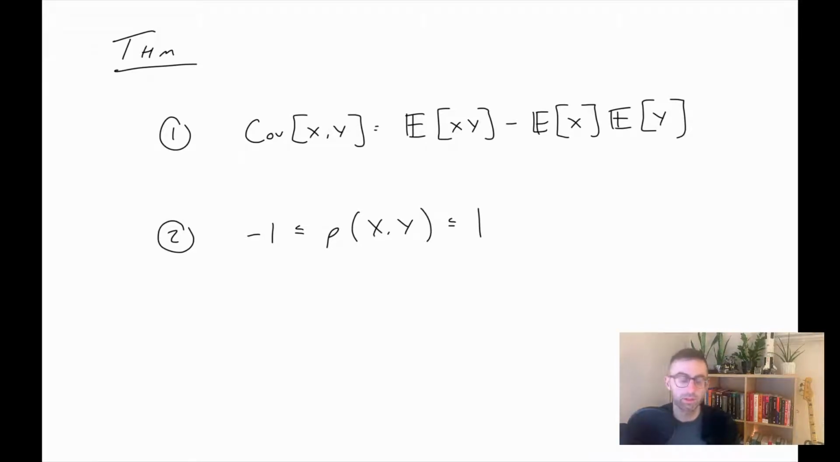Some properties of the covariance and correlation. Covariance, similar to variance, has a formula that is often more useful for actually calculating it: the expected value of XY minus the expected value of X times the expected value of Y. And if you think back to some properties about independence and expectation, you might think of something there. I'll reveal the answer in 2 seconds.